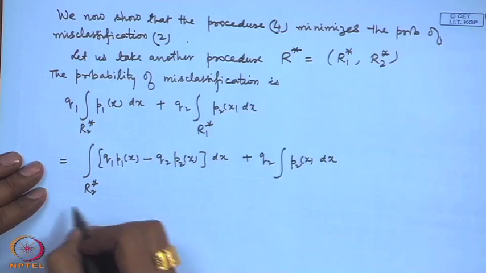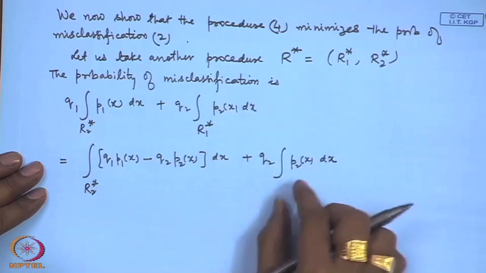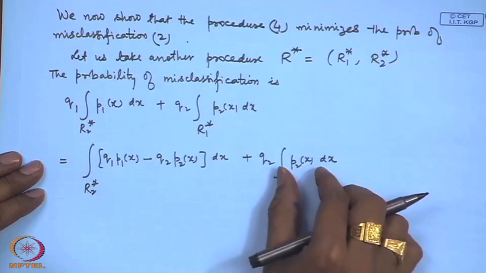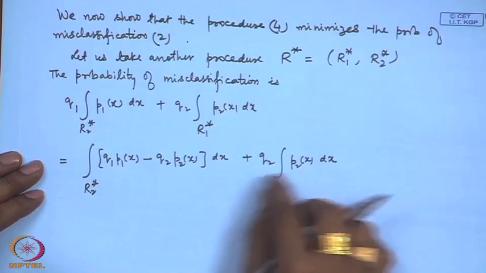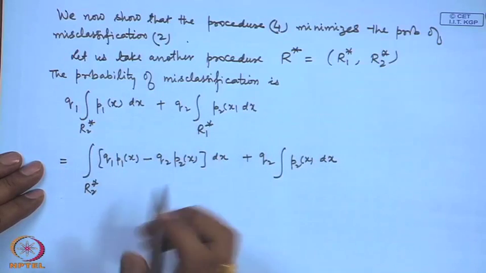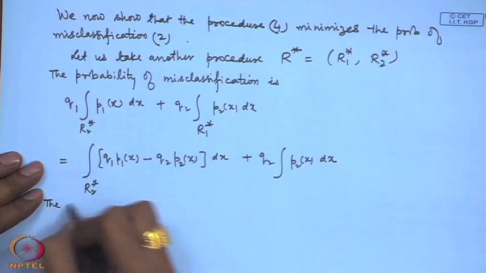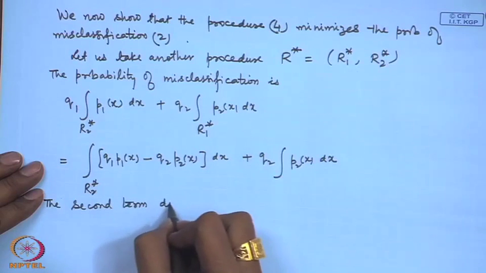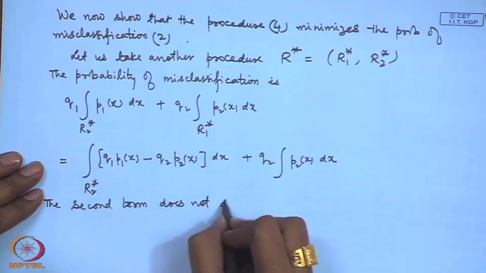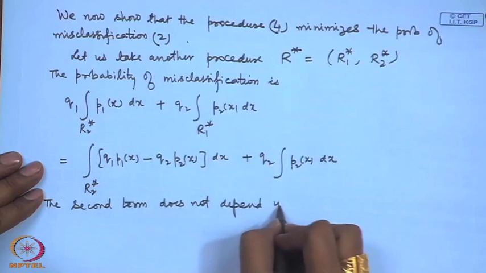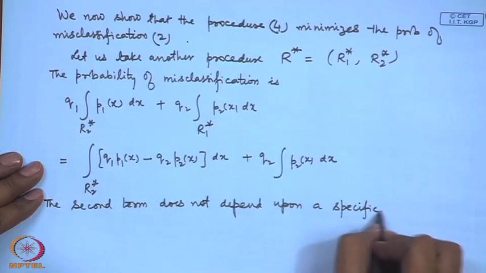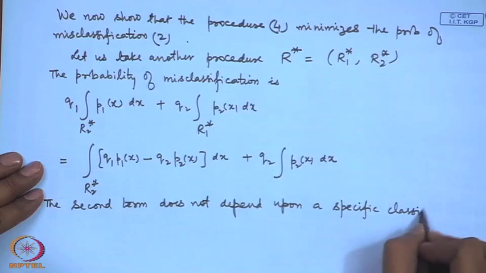Now, if you look at the second one, this term has no R1 R2 coming here. That means, whatever be the procedure, this term will be the same. That means, we have to look at the first term only. The second term does not depend upon a specific classification procedure.